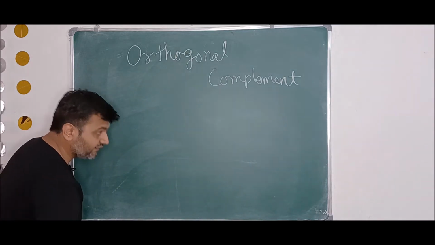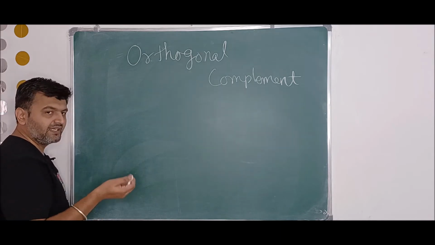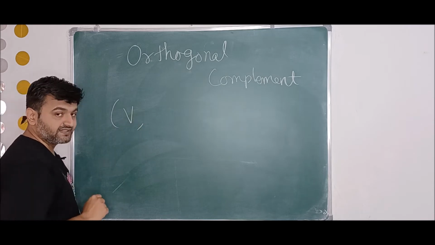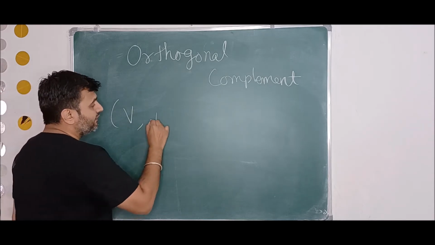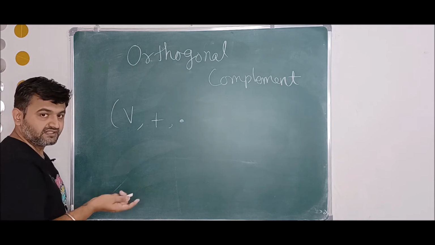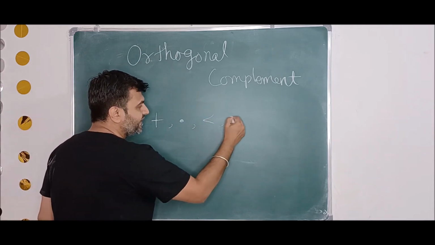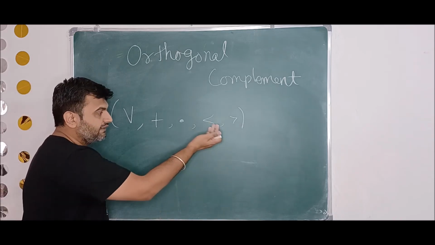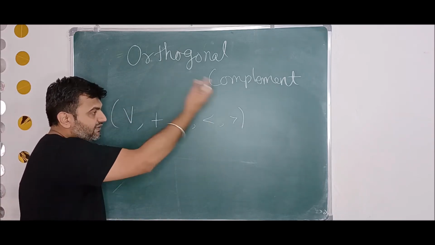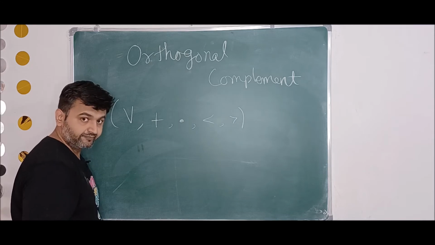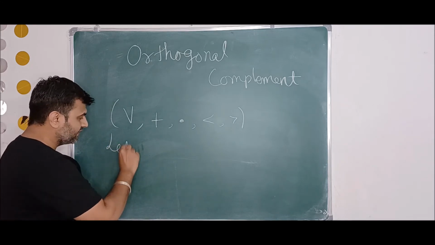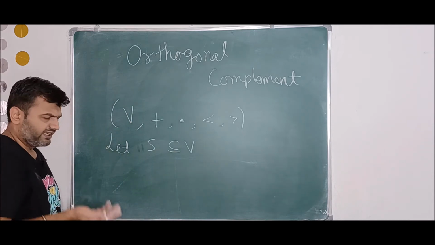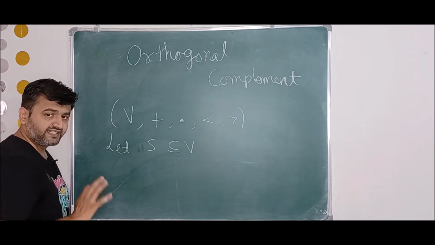Whenever I talk about orthogonality, I should talk about the inner product space. That means V is a non-empty set with plus and dot operations, a vector space, and I am defining some inner product on this vector space. Once I have an inner product on a vector space, I call this set an inner product space. Let S be a subset of V. I am not saying subspace. It may be a subspace, but it can be a subset as well.